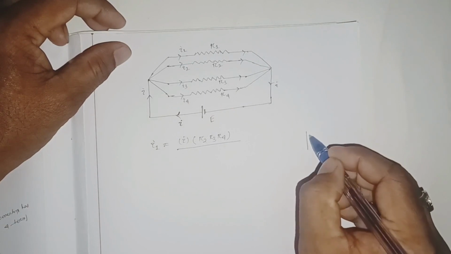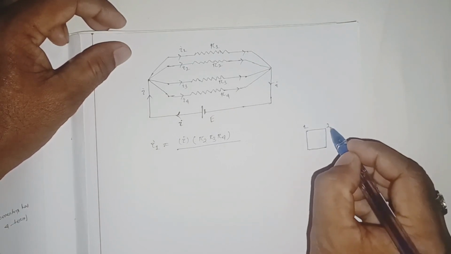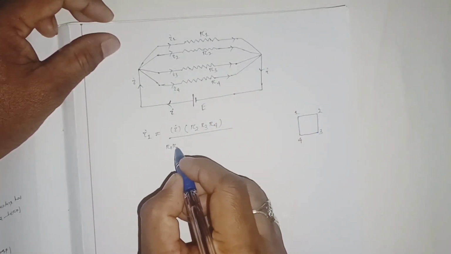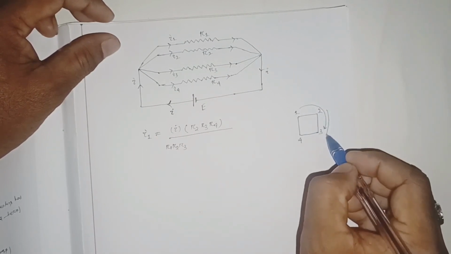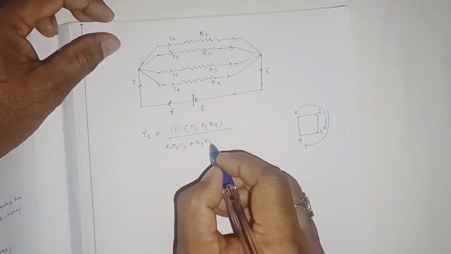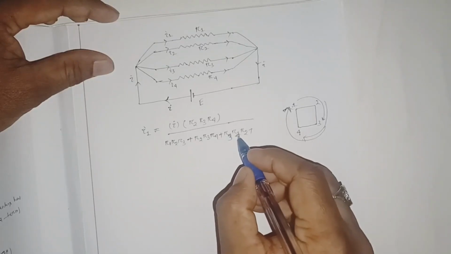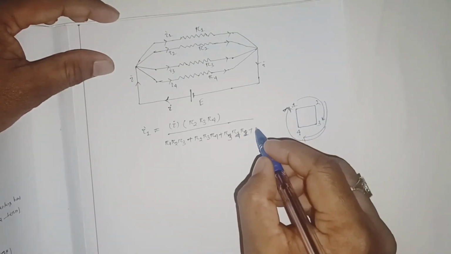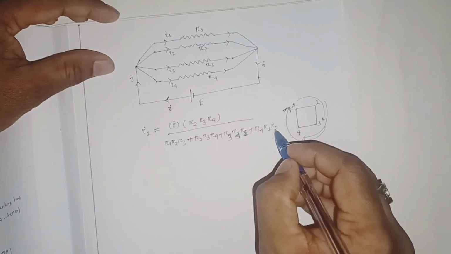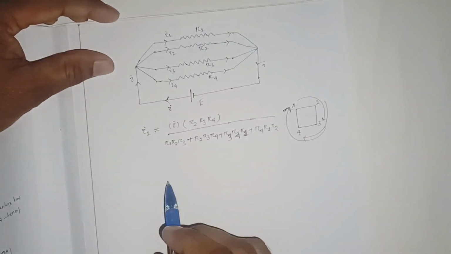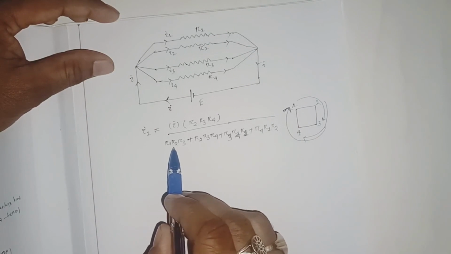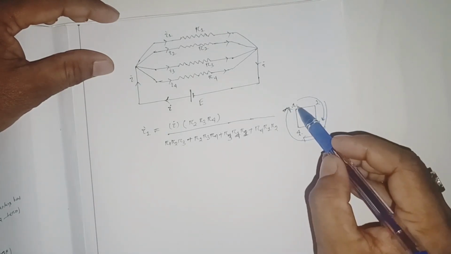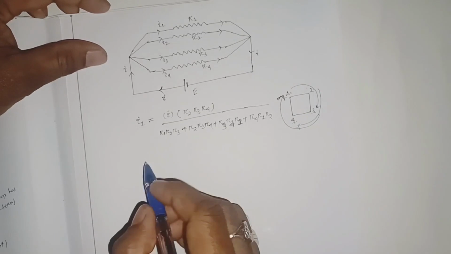So how can we get that? For that, just draw this figure. This is your 1 2 3 4. We have to consider the product of three resistances. So here it will be R1 R2 R3, then R2 R3 R4, plus R3 R4 R1, plus R4 R1 R2. So these are the four combinations of three different resistances, the multiplication of three different resistances: 1 2 3, 2 3 4, 3 4 1, 4 1 2.